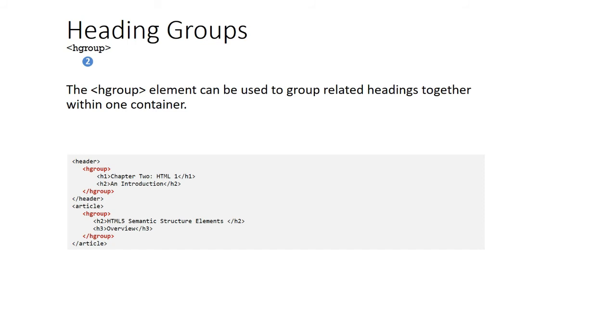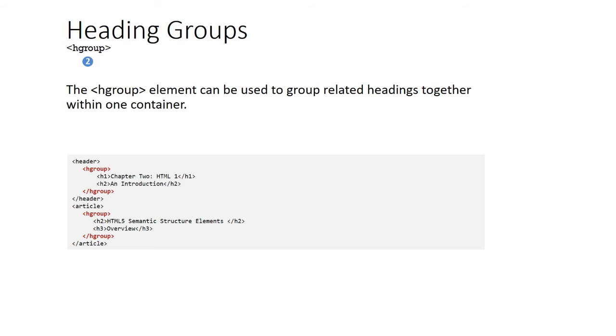Another thing is hgroup. The hgroup element can be used to group related headings together within one container. Suppose you are writing two headings and they are related to each other. Take an example, again: Chapter 2, HTML, and then you are writing the introduction. Both should be a little bit bolder. That comes under hgroup, and you can write it inside the header.